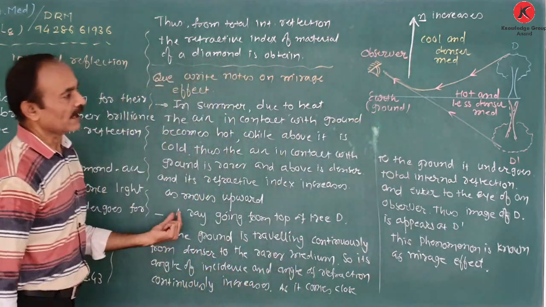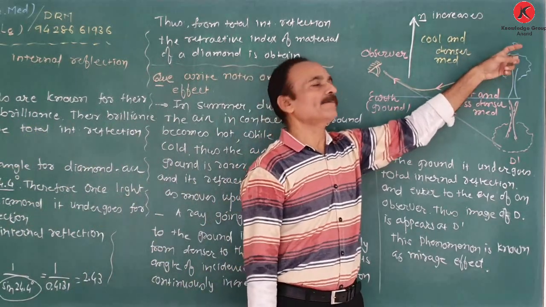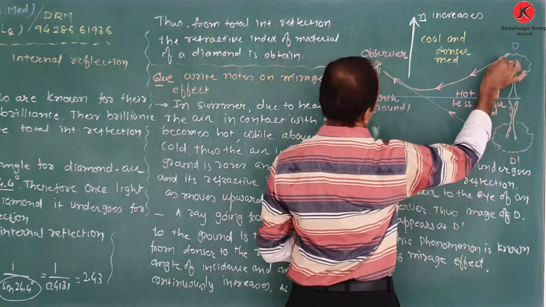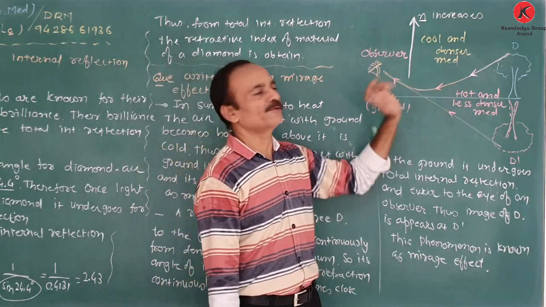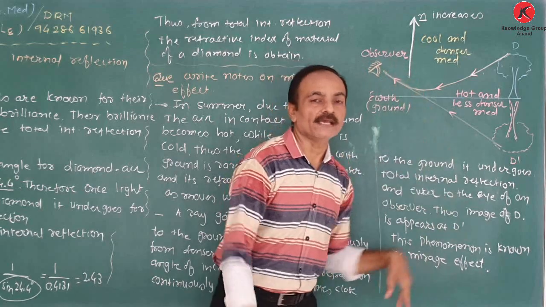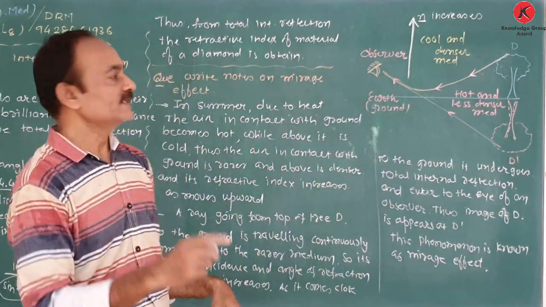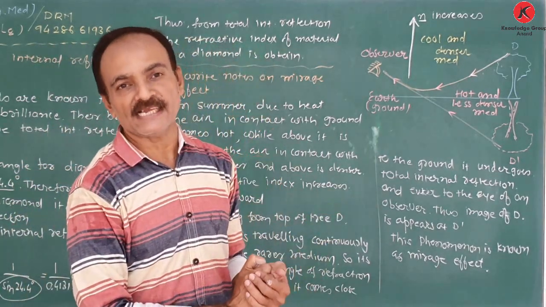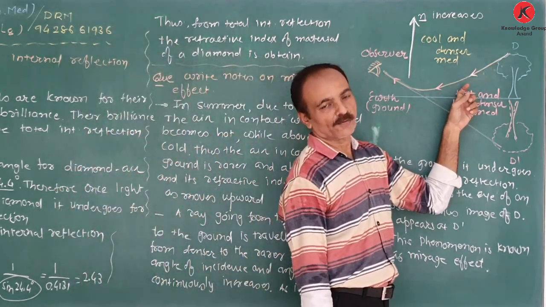Now, here we consider one ray coming from the far top of a far tree, that means from the deep one. This ray is going towards the ground, that means it is continuously traveling from the denser to the rarer medium. In the phenomenon of refraction we also learned that when the ray travels from denser to rarer medium, after refraction it bends away from the normal.